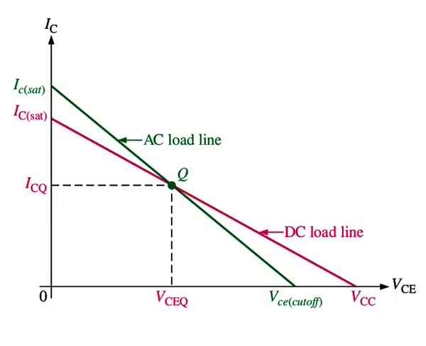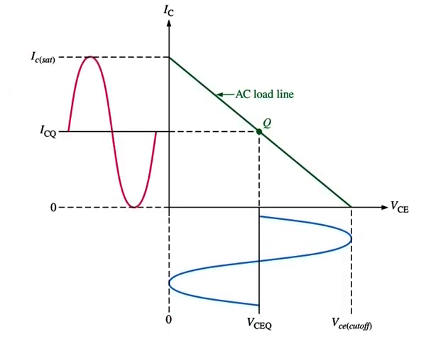Centered Q point. Recall that the DC and AC load lines intersect at the Q point. When the Q point is at the center of the AC load line, a maximum class A signal can be obtained. You can see this concept by examining the graph of the load line for a given amplifier as shown in the figure. This graph shows the AC load line with the Q point at its center.